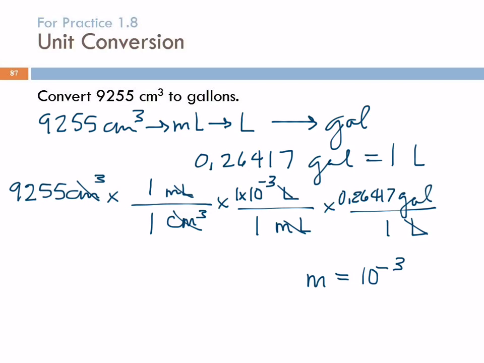9255 times, if you're rusty on the scientific notation, it's going to be 1 EE or EXP minus 3, and then times 0.26417.